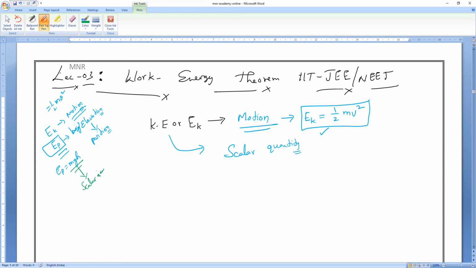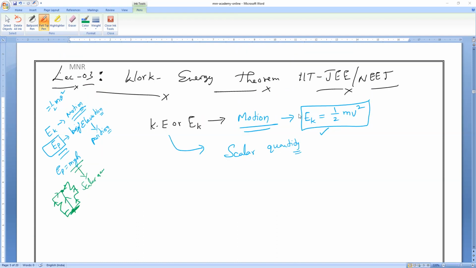Understanding? Because potential energy depends on the initial point and as well as what point? Final point. Either you travel straight or you go like this or you went like this, it doesn't matter for them. It only depends on what? Initial point and final point. Clear, everyone? That is why it is called a scalar quantity.